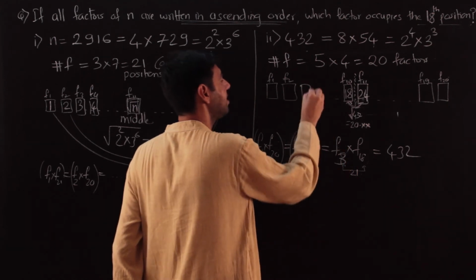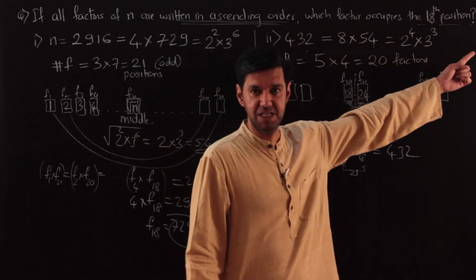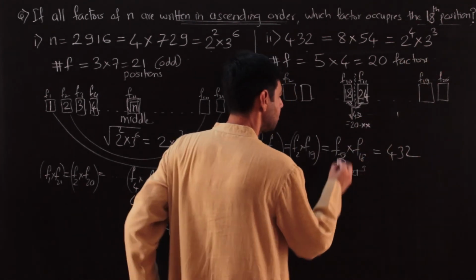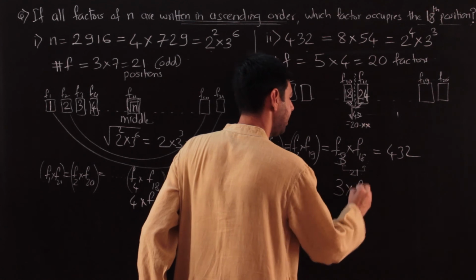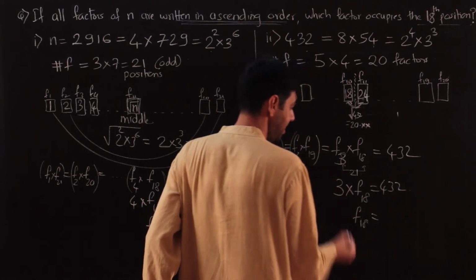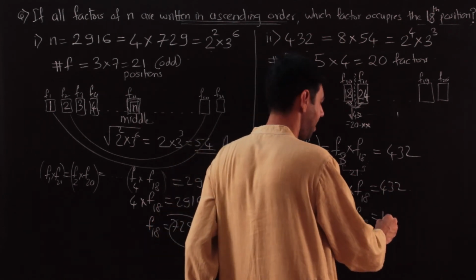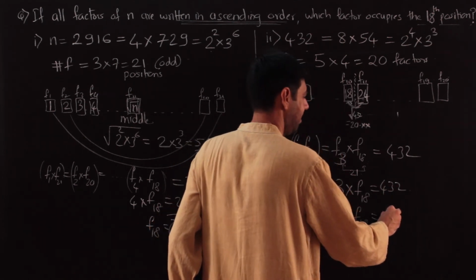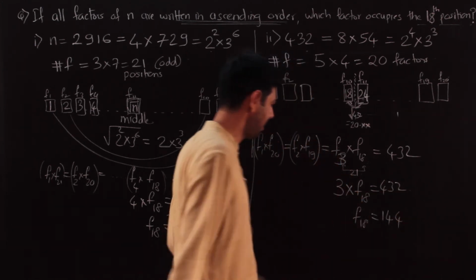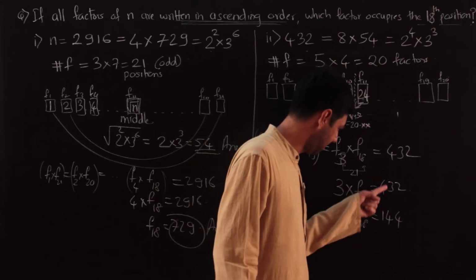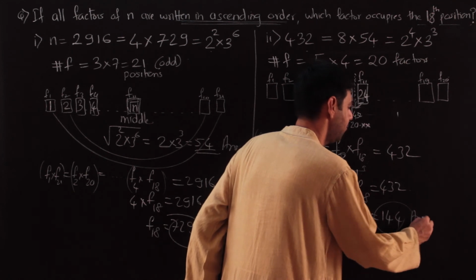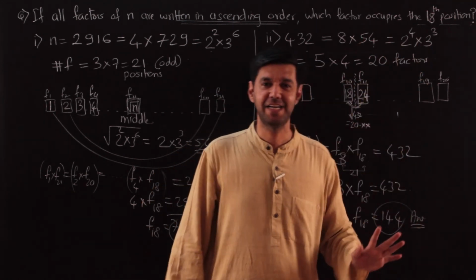So which is the third factor? 1 will be the first factor, 2 will be the second factor, 3 will be the third factor, right? So third factor is the number 3 into factor in 18th position is 432. So the factor in 18th position is 432 divided by 3, 144. Am I right? 3 1 3 3 4 12. Yes, 144 is the value of the factor lying in the 18th position.